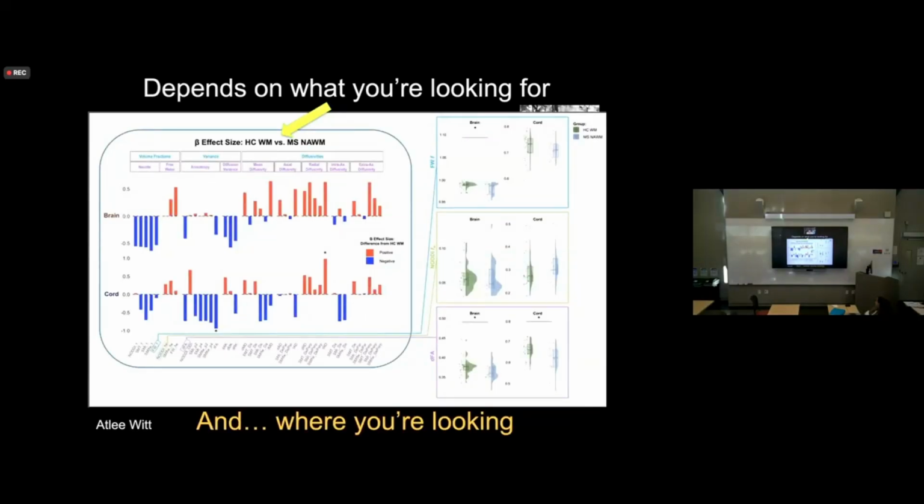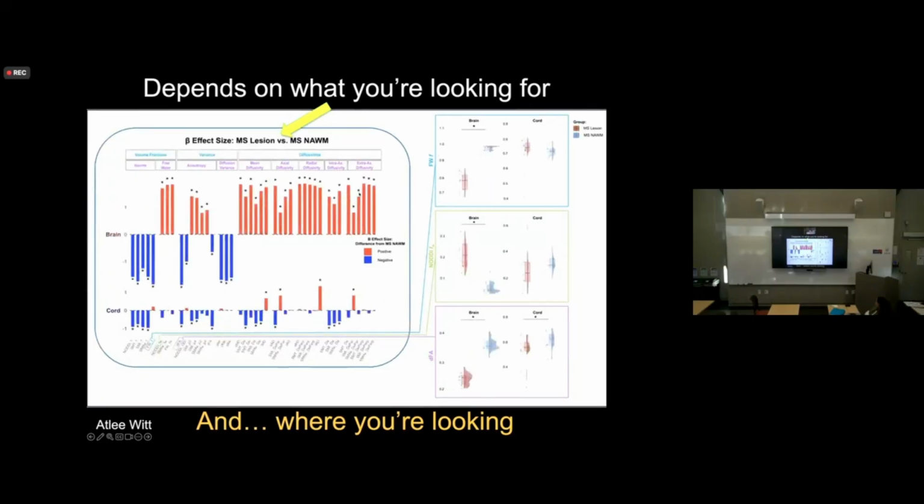And when we look at the difference between healthy control white matter and normal appearing white matter, we do this in the brain and we do this in the spinal cord. And what we find is that things like the diffusivities that come from the different models, these all measures of diffusivity, tell us a lot of difference between an MS lesion and MS normal appearing white matter.